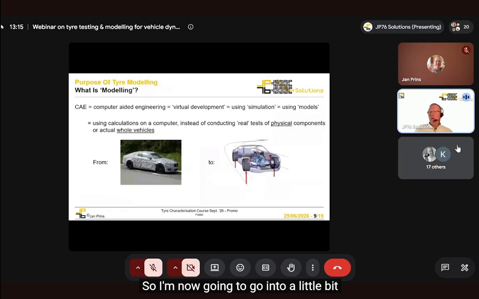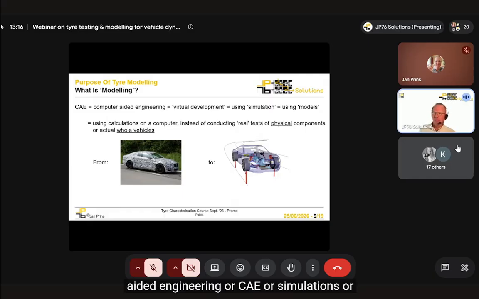So I'm now going to go into just 3-4 slides, to give you a taste of the content of the course. So why would you want to do virtual development or computer-aided engineering or CAE or simulations, or all those other ways that we refer to things people do, trying to predict how cars will behave, and trying to develop systems, scale components, all those good things.